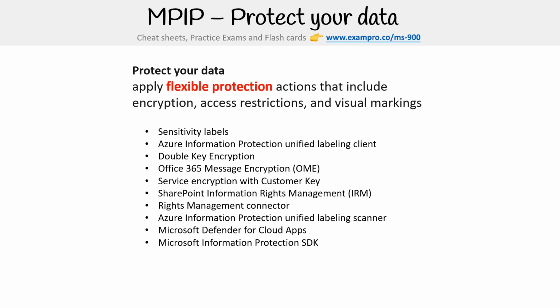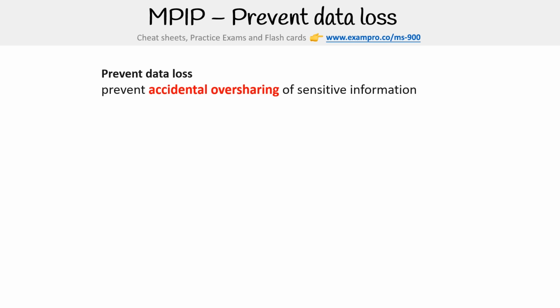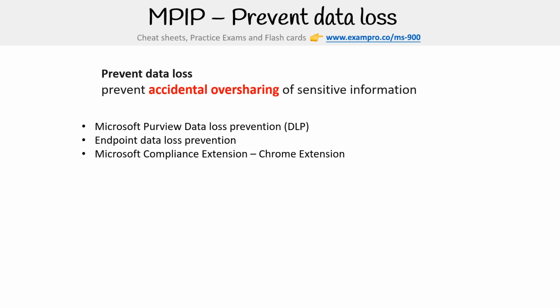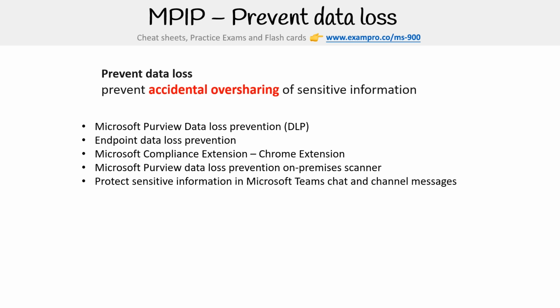Most of these you won't need to know, but we'll definitely cover sensitivity labels. Then we have Prevent Data Loss. So this prevents accidental oversharing of sensitive information. Here you have Microsoft Purview Data Loss Prevention, Endpoint Data Loss Prevention, Microsoft Compliance Extension. There's a Chrome extension that does compliance for you, so it's built in your browser. There's the Microsoft Purview Data Loss Prevention on-premises scanner, and protect sensitive information in Microsoft Teams chat and channel messages. We'll definitely take a closer look at Microsoft Purview Data Loss Prevention later.